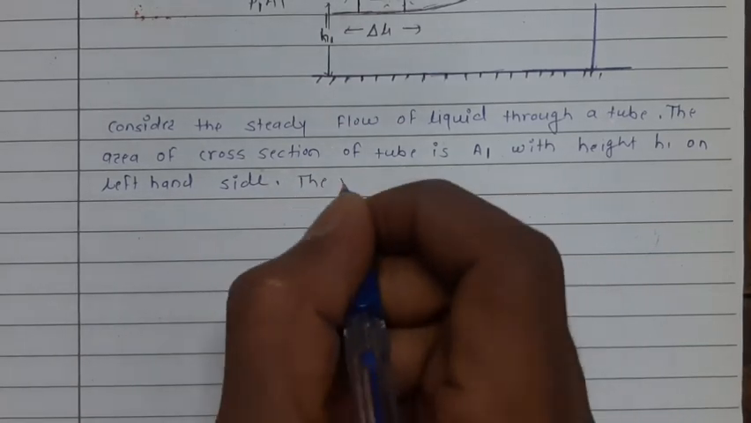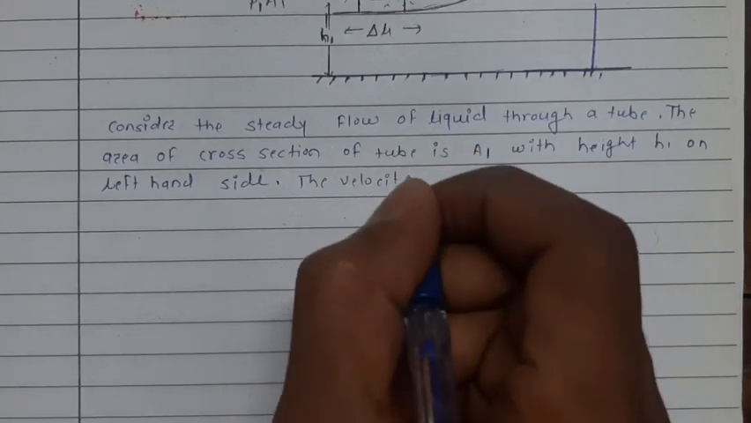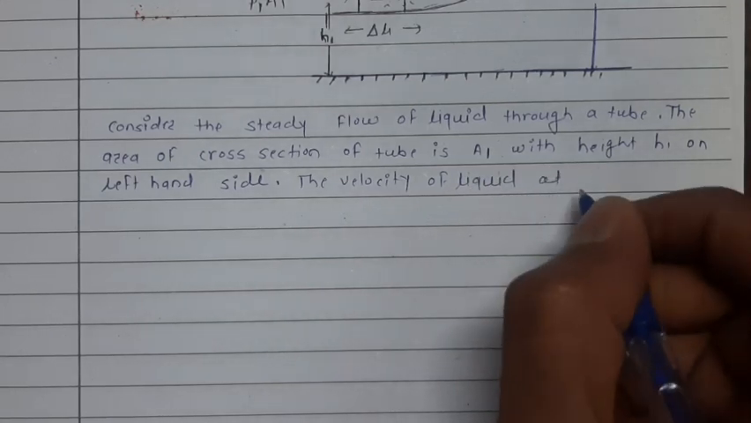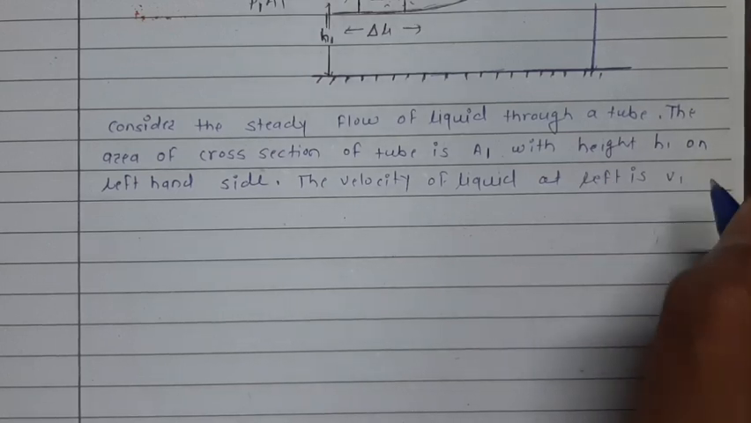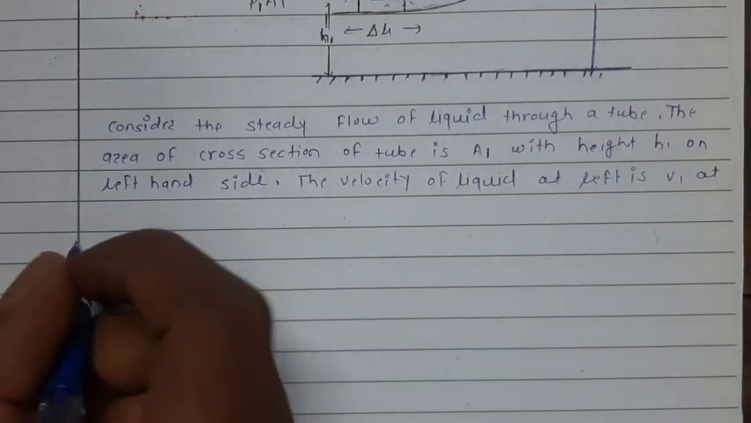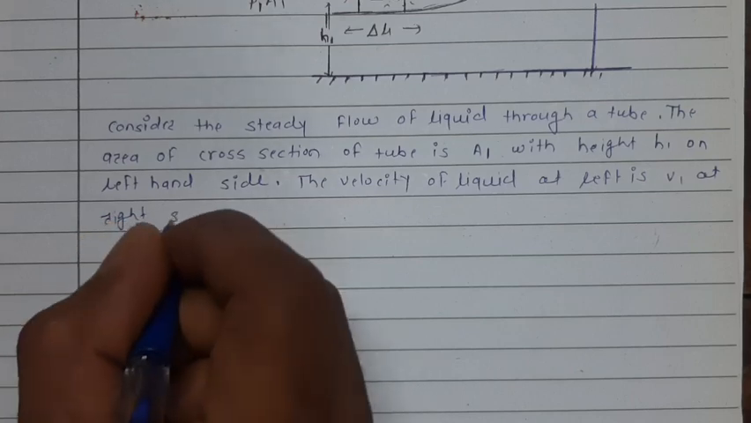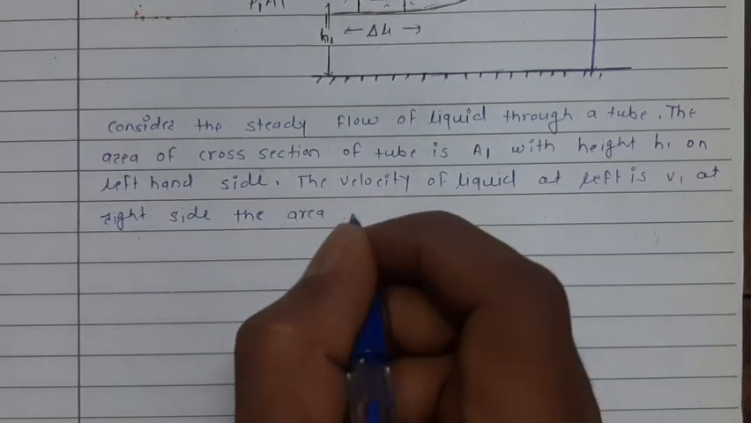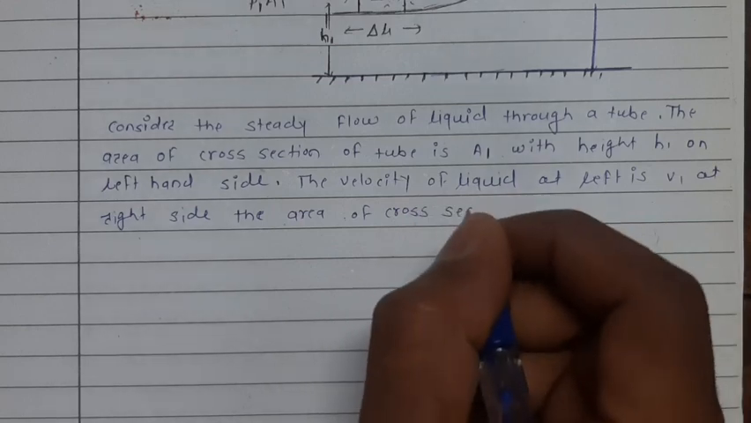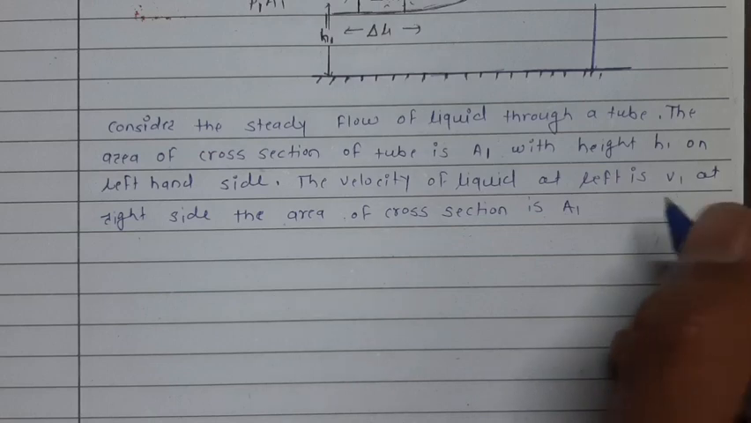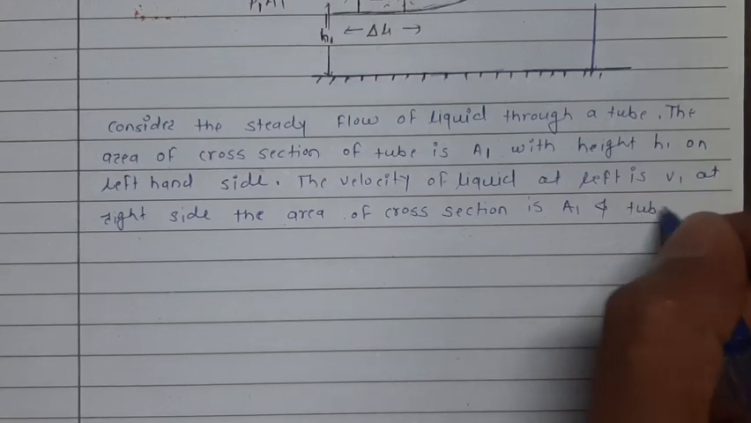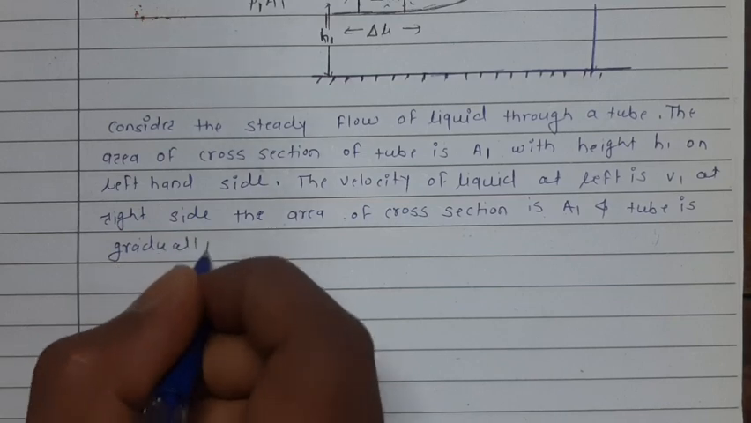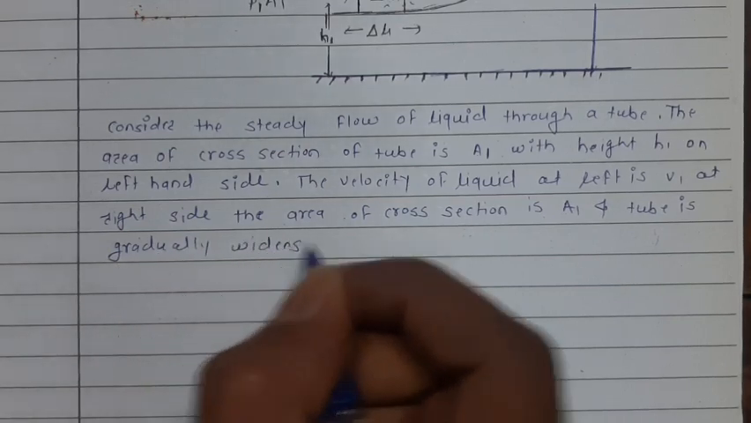The velocity of liquid at left is v1. At the right side, the area of cross section is A2, and the tube gradually widens up to the height h2.